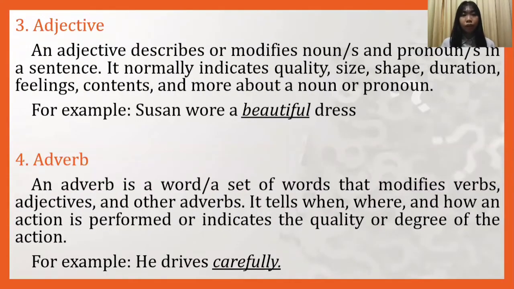Third, we have adjective. An adjective describes or modifies noun and pronoun in sentence. It normally indicates quality, size, shape, duration, feelings, content, and more about noun and pronouns. For example, Susan wore a beautiful dress. Beautiful is an adjective.